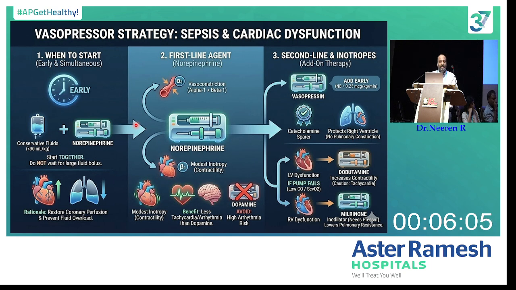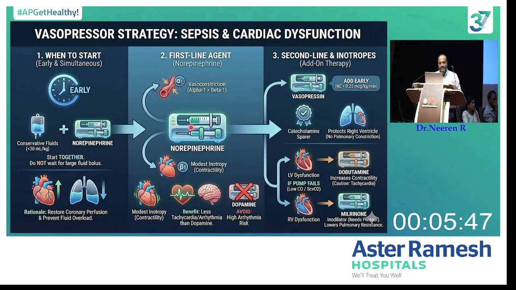Vasopressors. When it comes to sepsis in cardiac patients, along with fluid, you always tend to start vasopressors as well simultaneously, because that will decrease your need of fluids and at the same time give some support for your heart, which has especially dysfunction.